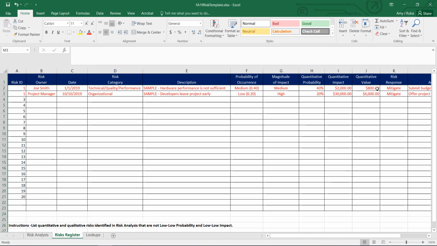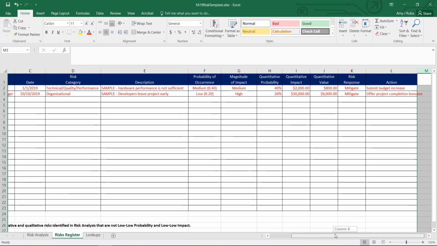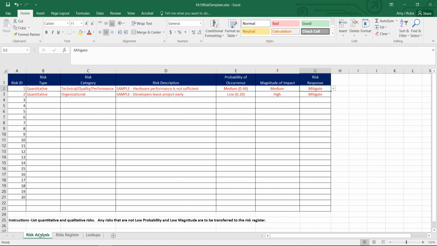The spreadsheet is then to calculate your quantitative value by multiplying the quantitative probability by the quantitative impact. In this case, the probability was 40%, the quantitative impact was $2,000, so the quantitative value of the risk is $800. For each of the qualitative risks, you will leave these three fields blank. This is because you have identified that it's difficult or impossible to assign a monetary value to them. The final field that you'll need to provide is the action that will be done to carry out the risk response. Now that we've reviewed the risk analysis as well as the risk register, let's take a look at one of the examples provided for you.